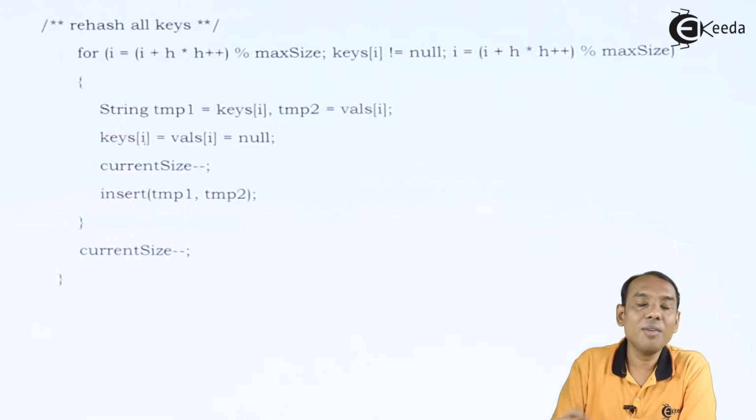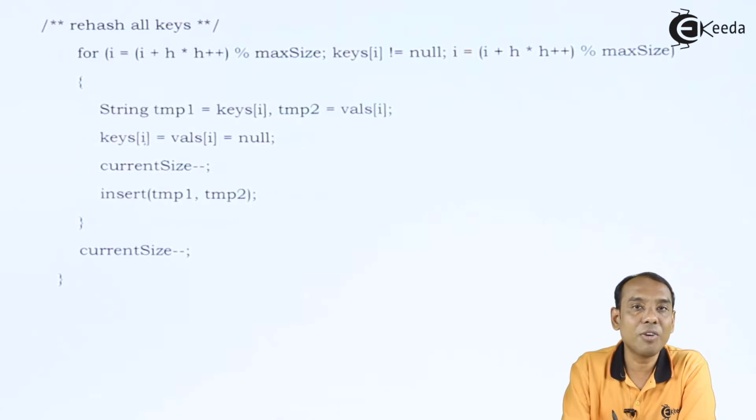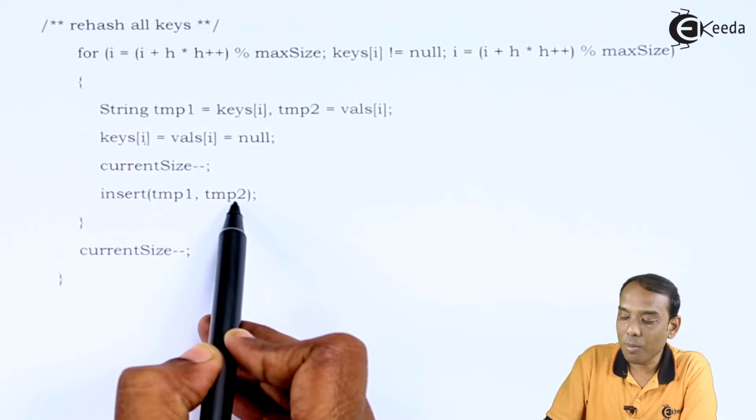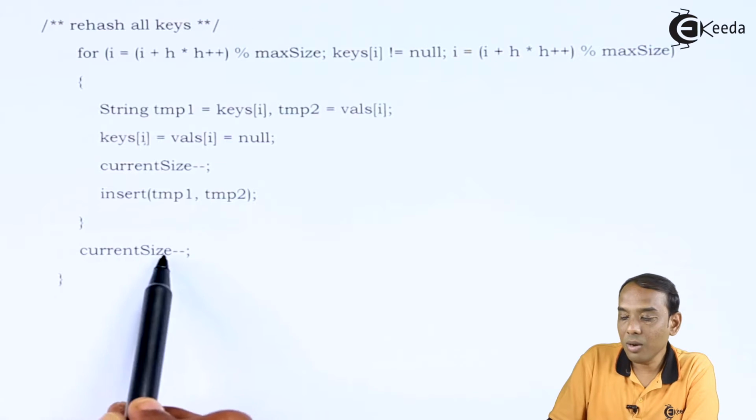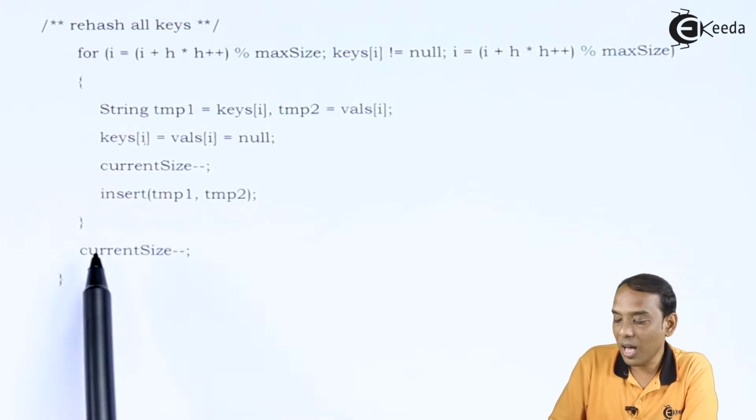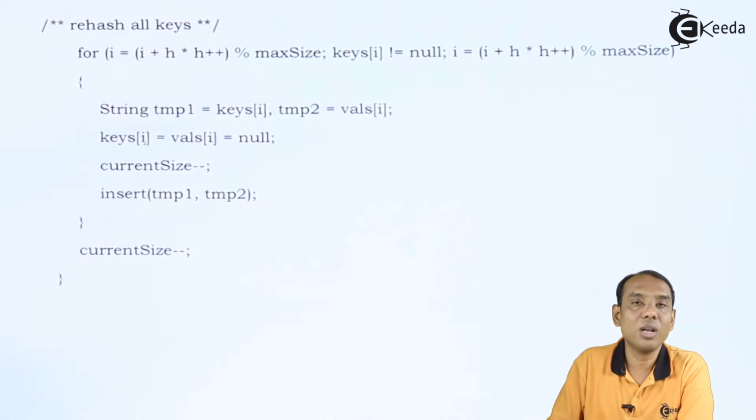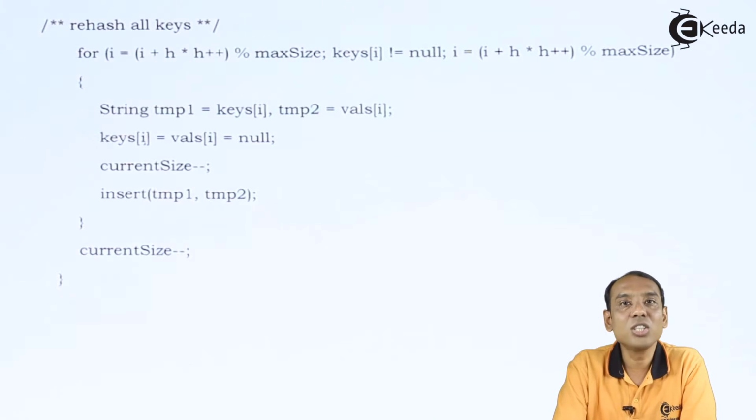Once this is done, then we need to call the insert function so that we can insert the key and corresponding value. Now this insert function will be called with new set of values, that is your temp1 and temp2. Once this is done, then again you need to decrement the size. We write down insert temp1 comma temp2, and then once we have done with the rehashing, we have current size minus minus. This is how you rehash all the keys in a given hash table.